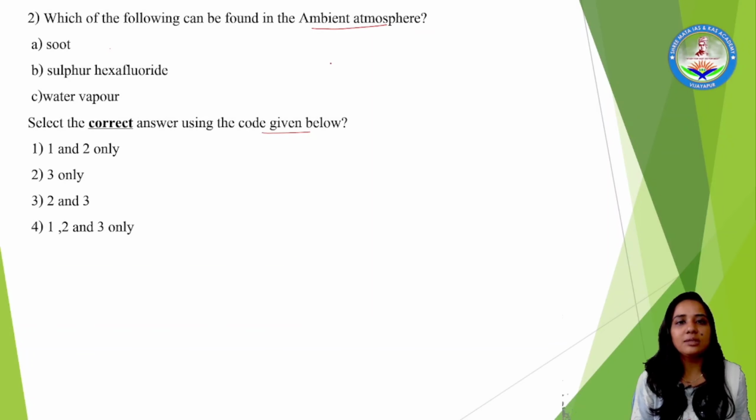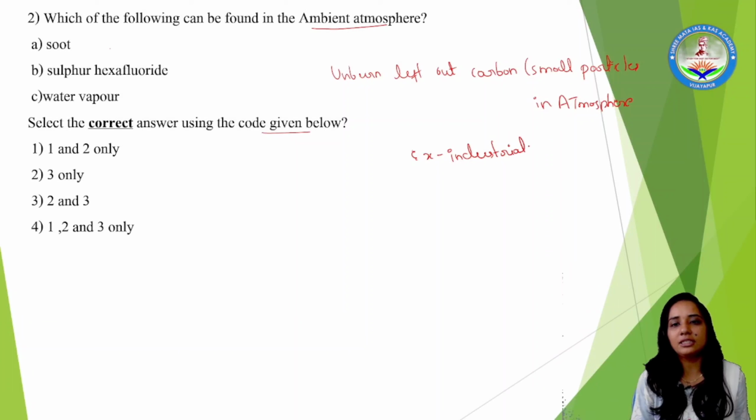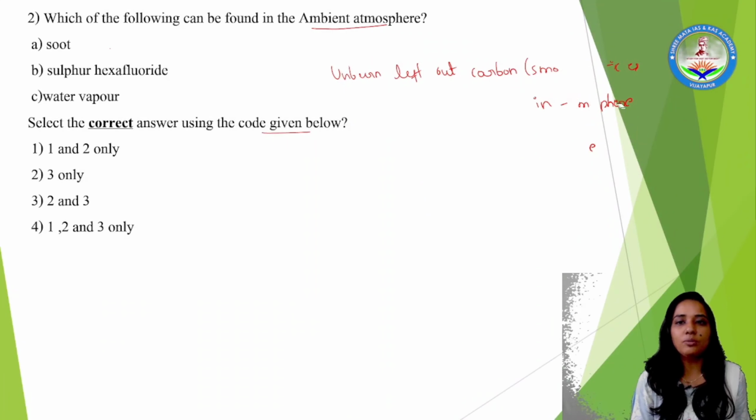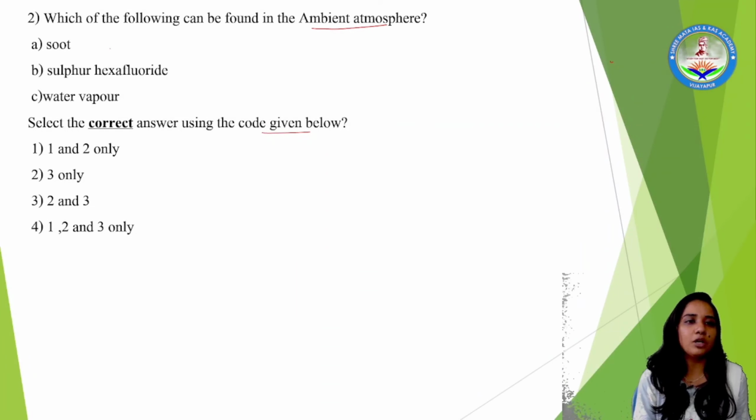What is soot? Soot is nothing but unburnt, left out carbon, small particles in the atmosphere. Fine. So this is what soot is. An example for soot is the industrial release of burnt materials. Soot is nothing but the carbon which is not totally burnt out but left out as small particles in the atmosphere, that we call soot. Usually there are industries which cause atmospheric disturbances, and this is one example. Yes, soot is a part of the ambient atmosphere. It means the atmosphere definitely contains soot.